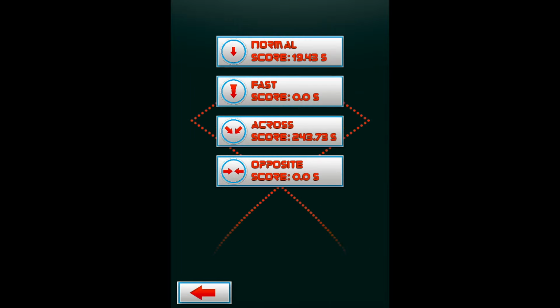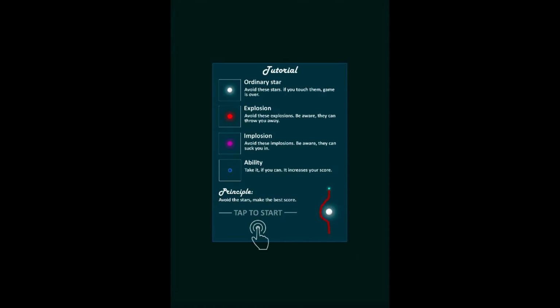So you have four game modes. First is normal, then fast, across, opposite, and you can choose which one. We'll choose normal for this one. You have a small tutorial here on what to avoid and what to take. You can take abilities to make your score even better.